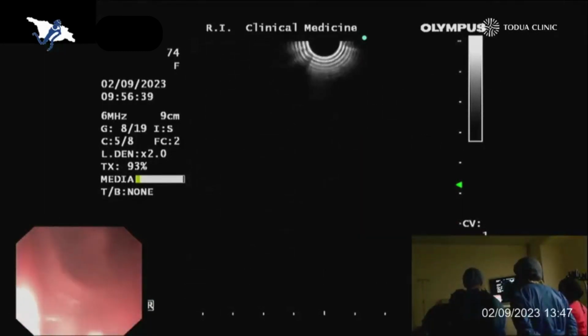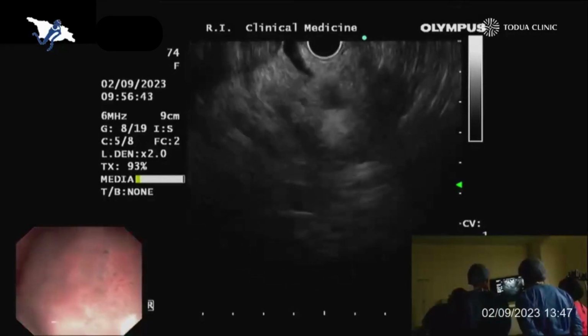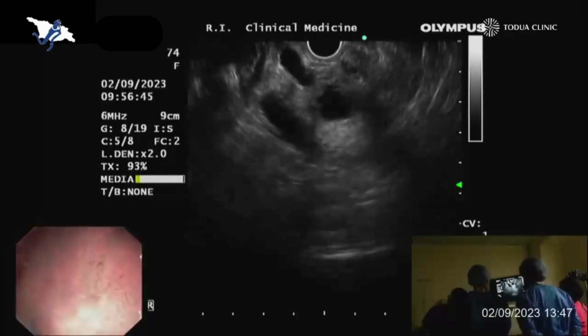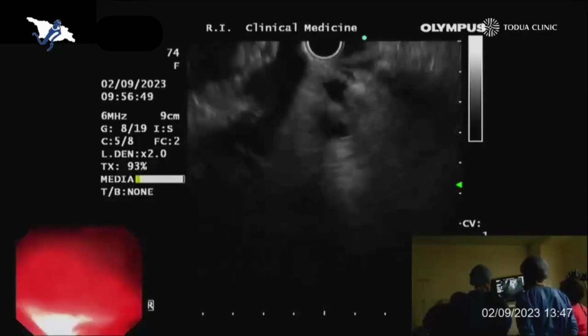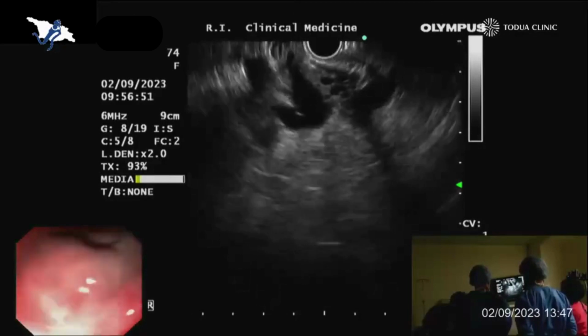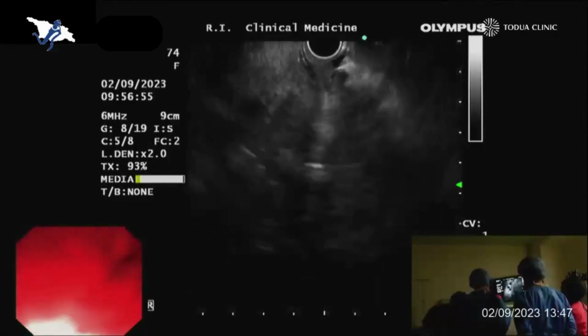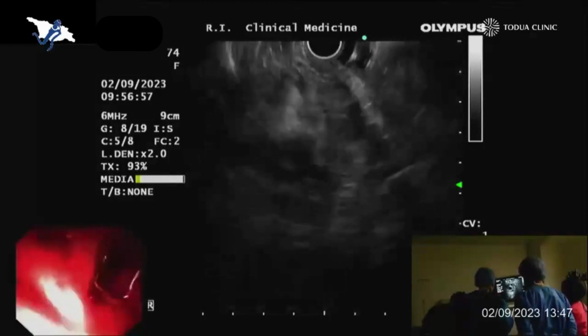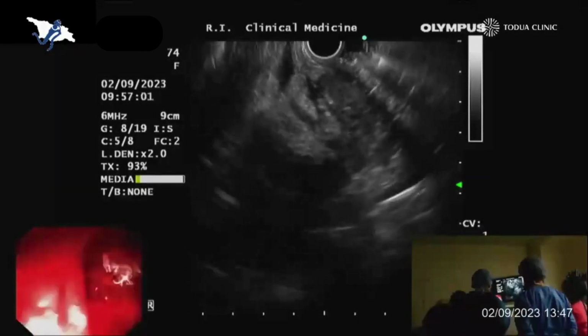So I'm forwarding the scope again to the duodenal bulb. Now we are in the pancreatic head area. Here we have our IPMN. Here is the bile duct, which is not dilated. We have the pancreatic duct, and I think we will push the scope in a little bit more.